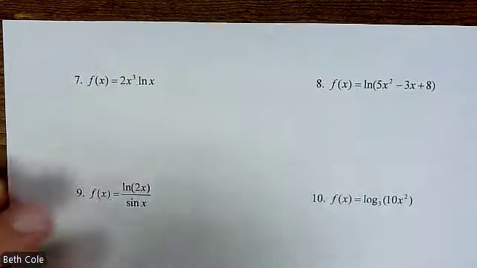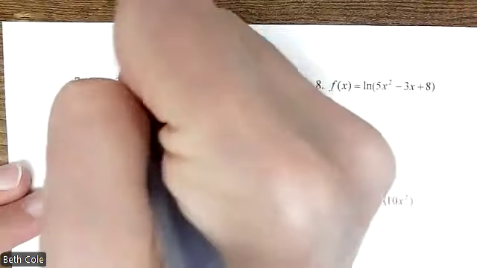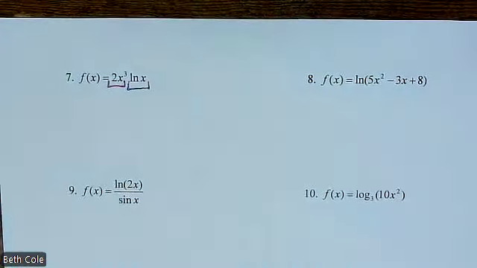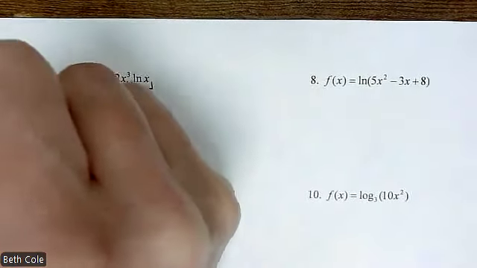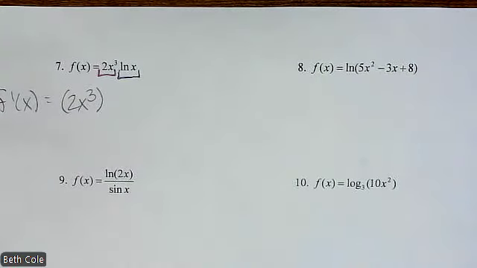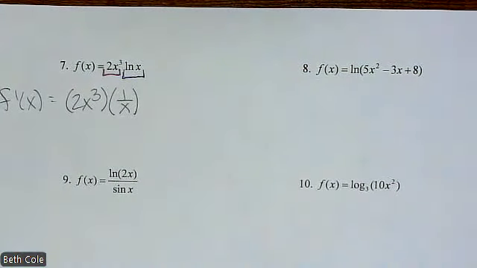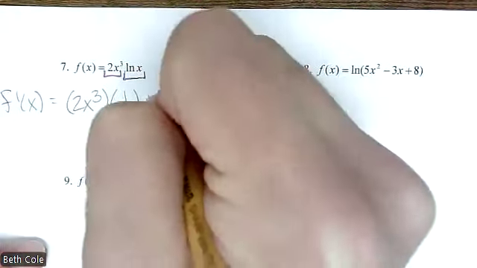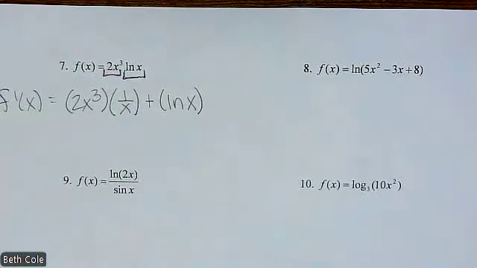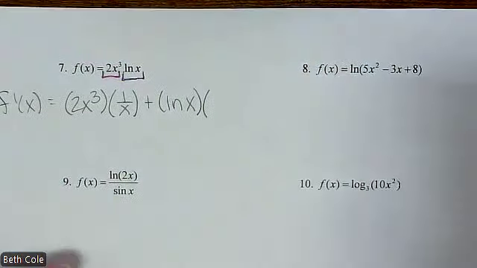Take a break. All right, what rule do you need for 7? Product. 2x cubed is the first thing. ln of x is the second thing. So product rule is the first thing times derivative of the second, which would be 1 over x. Kind of just memorization. Plus the second thing, and then times the derivative of the first. What would that give us?